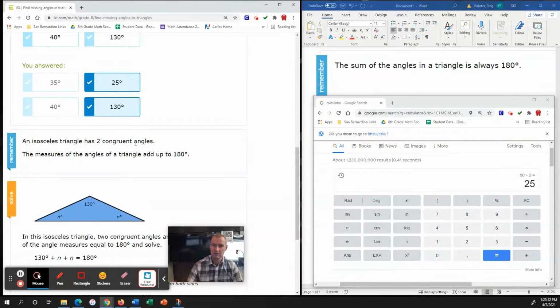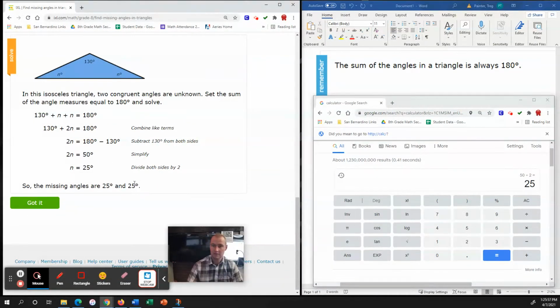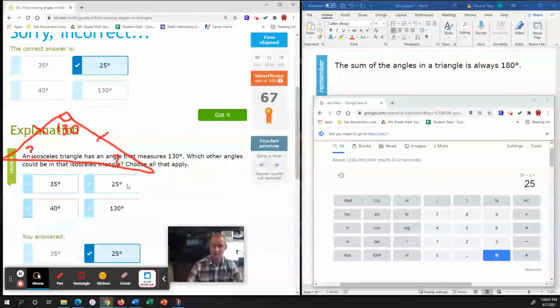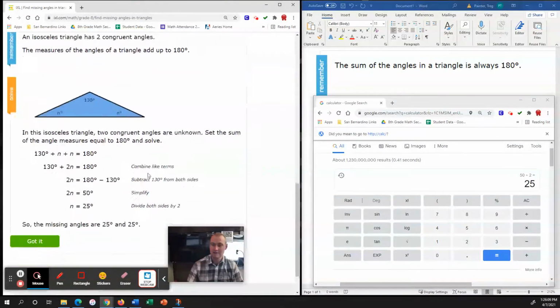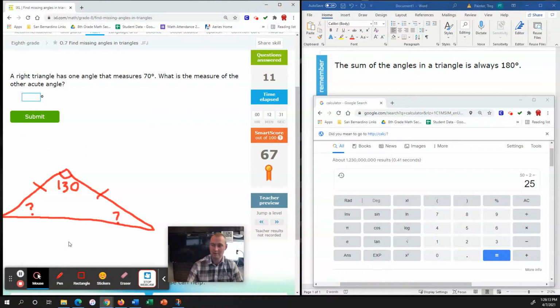An isosceles triangle has two congruent angles. The measures of angles add up to 180, so the missing angles are 25 and 25. So this one is a case of not reading the question correctly. Which other angles could be in an isosceles triangle? IXL got me on this one. All right, let's rock and roll. We can go back, we'll recover it.